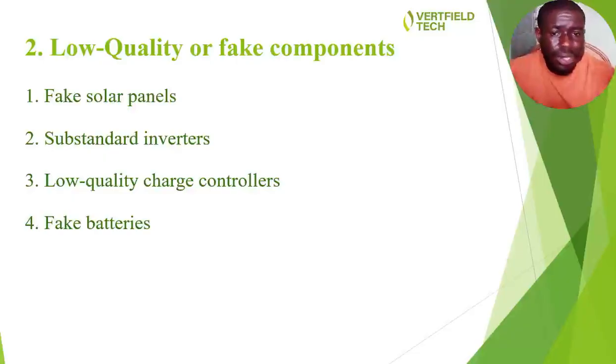Let's look at the second cause of system failure: low quality or fake components. This is another key aspect when it comes to solar system failures. So when you use fake solar panels, substandard inverters, low quality charge controllers, or even fake batteries, these are all low quality or fake components. Your system will tend to fail.